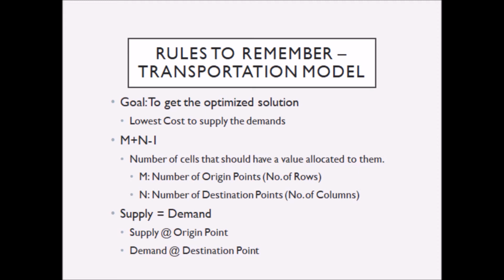The first rule in doing the transportation model is to use the m plus n minus 1 rule. So what is this? This is the number of cells that should have a value allocated to them in the table, which will be shown in a little while. Where m is the number of origin points or the number of rows, and n being the number of destination points or the number of columns.